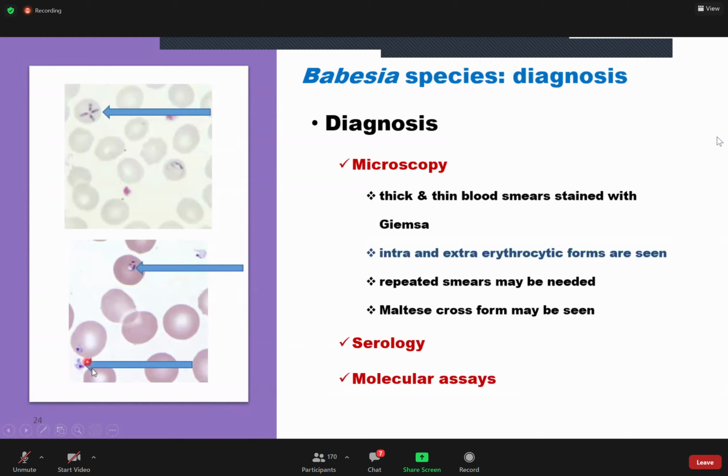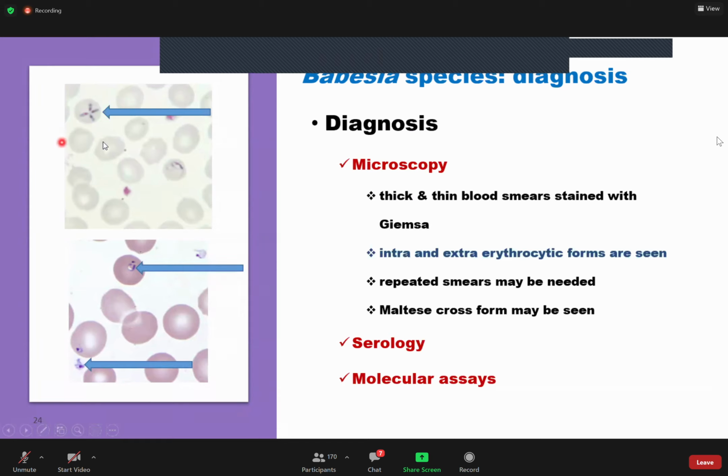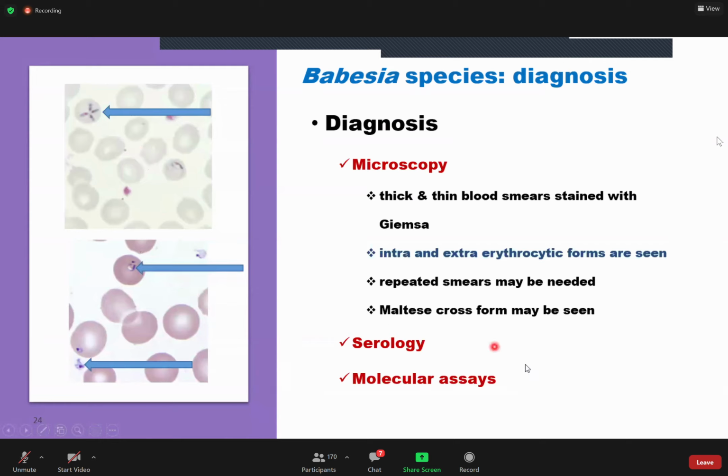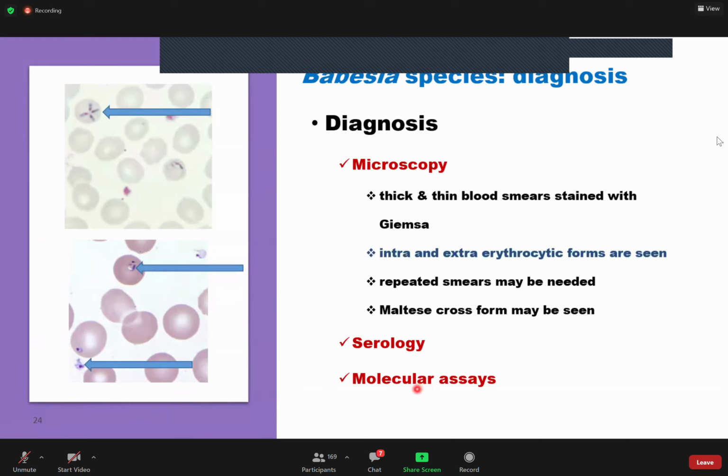You agree with me? What you can make out as an untrained microscopist is that the arrangement of these merozoites is in tetrads, right? You can appreciate that there are just 4 merozoites that are arranged in the Maltese cross fashion. So if you see this, it's diagnostic of Babesia. Is that clear? We can also perform serology because there are parasite-specific antigens to which the body produces antibodies. We can also screen for genetic material associated with the parasite using different molecular assays.